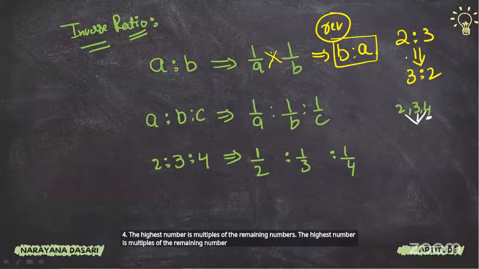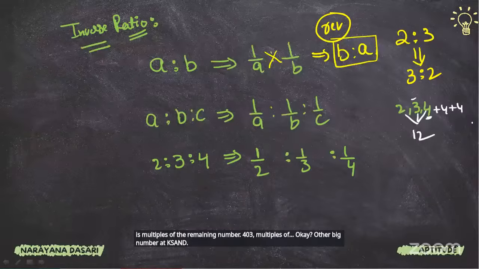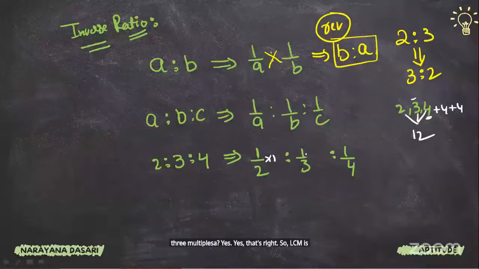4 and 3 multiples అవుతుందా? కాదు. అందుకని బిగ్ నెంబర్ యాడ్ చేయండి. అదే నెంబర్ యాడ్ చేయండి. 4 plus 4 ఎంత? 8. 8 and 3 multiples ఆ? కాదు. ఓకేనా? అదే బిగ్ నెంబర్ యాడ్ చేసేయండి. 12 అవుతుంది. ఇప్పుడు 12 అనేది 4 multiples ఆ? Yes. 12 అనేది 3 multiples ఆ? Yes. 12 అనేది 2 multiples ఆ? Yes. That's right. So LCM is 12, guys, here, and substitute here 12.